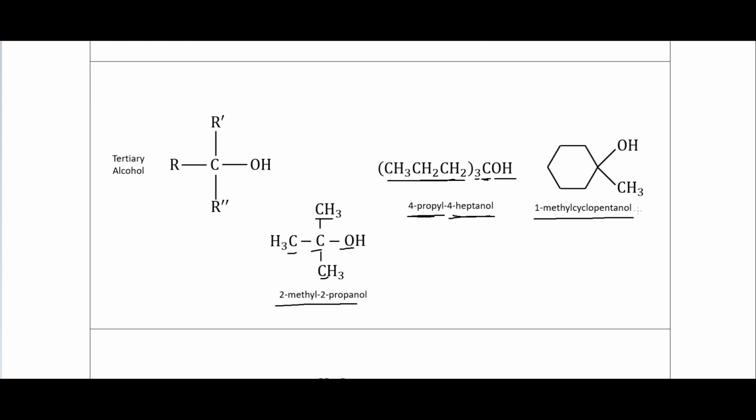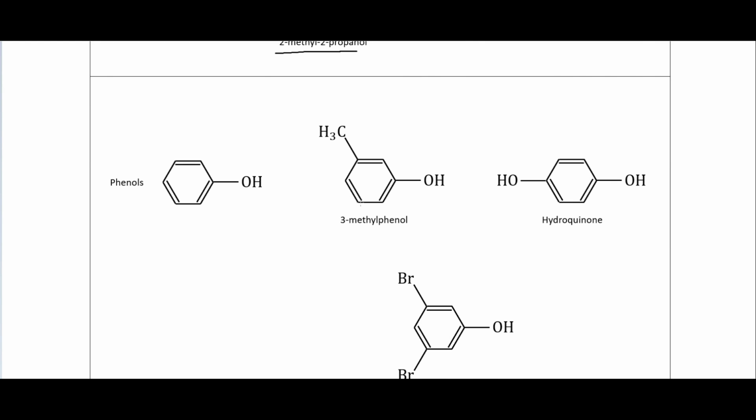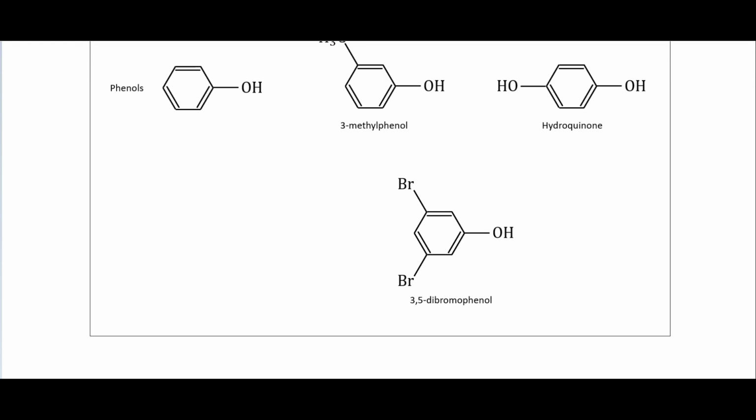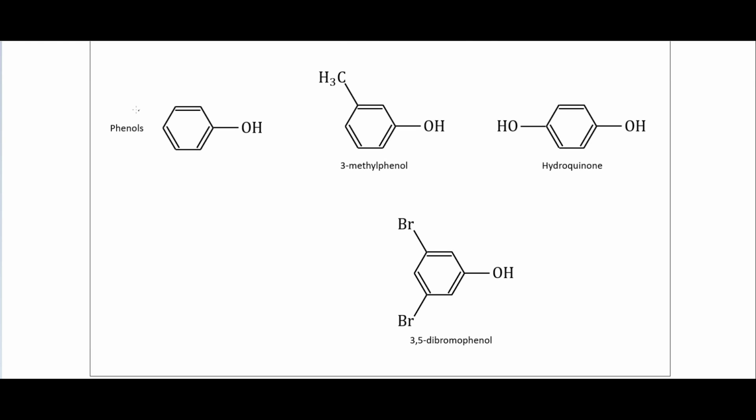So we could have 1-methylcyclopentanol. Well, this should actually be cyclohexanol, right? This is not a cyclopentanol group, so this should be cyclohexanol right here. So let's say a six-member ring. We have the alcohol group and then the methyl group here, both coming off of that 1 right there. And we can also have what are called phenols, which are just alcohol groups coming off of these aromatic rings.